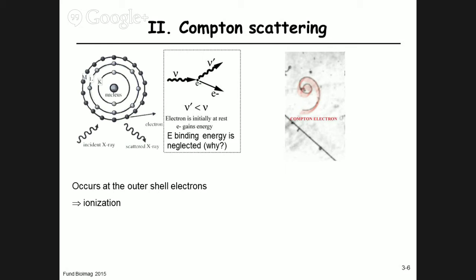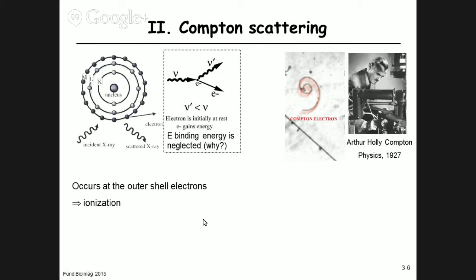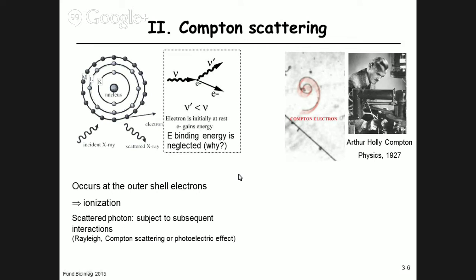Well, we'll make just the assumption that the energy of the photon is so much higher than the binding energy of the electron that we can neglect it. It just has to be much larger. The Compton effect is named after Sir Arthur Holly Compton, who got the Nobel Prize for this discovery in 1927. The scattered photon will continue to interact with the tissue with subsequent interactions like Compton scattering, Rayleigh, or the photoelectric effect that we'll discuss shortly.